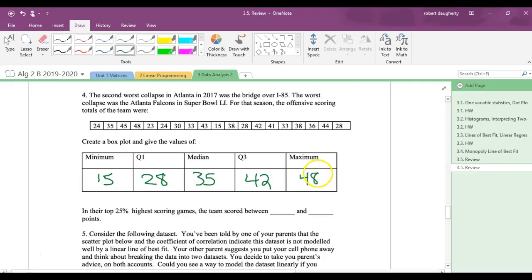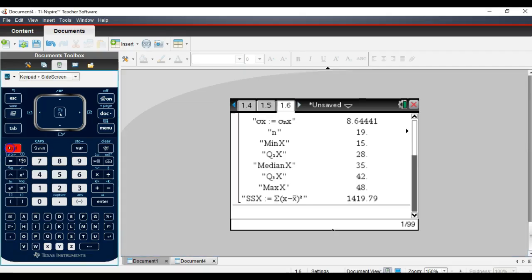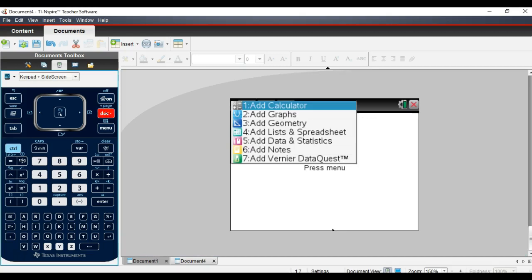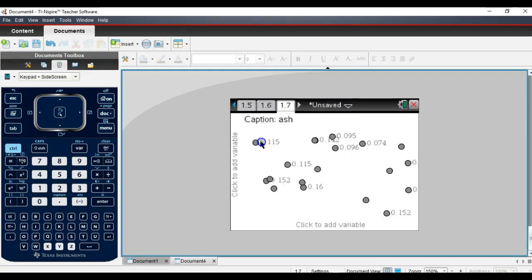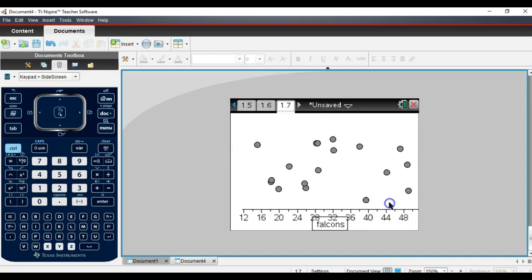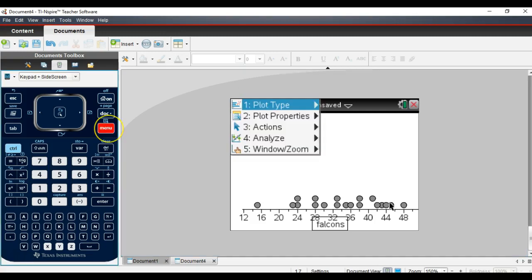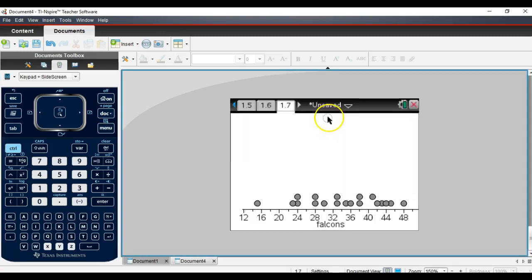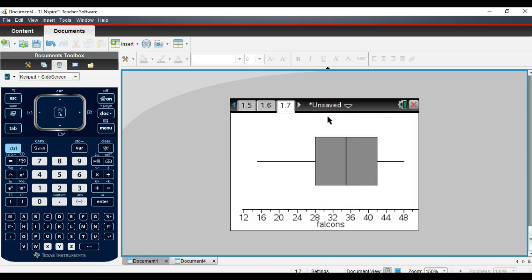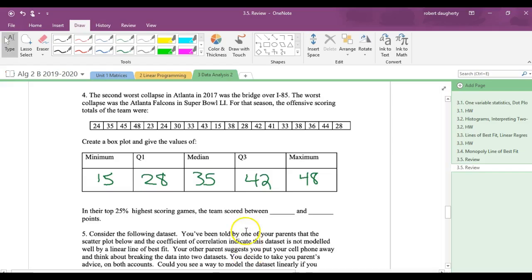Now, the other way you could do this on the calculator, instead of that, we could create a data and statistics page. And I could say, let's look at the Falcons data. And what I want to do is to say, let's create a box plot. So menu, plot type, box plot. And here I could just scroll my mouse and see that the minimum of the data was 15, Q1 is 28, median 35, Q3 is 42, and the maximum is 48. So a couple ways of getting that data.